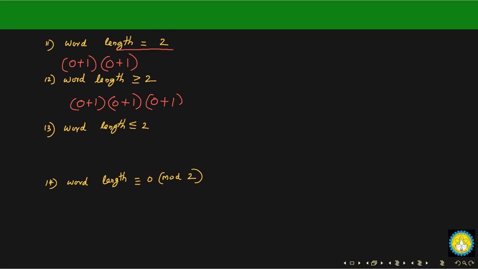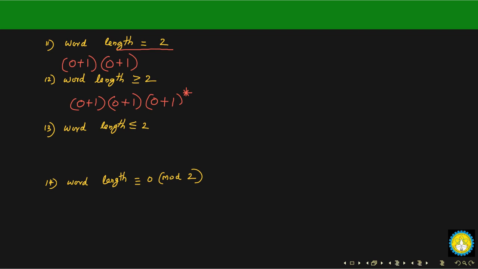The minimum should be 2. That's why we are saying 0 plus 1, 0 plus 1, again followed by 0 plus 1. This can repeat 0 or more times. So in the last 0 or 1 combination, we can put a star there. This means that this particular pattern can repeat 0 or more times. So that's it. That would represent all the strings whose word length is greater than or equal to 2.